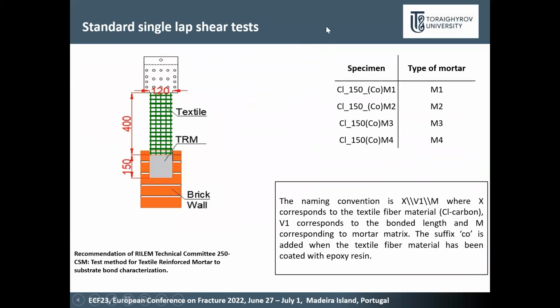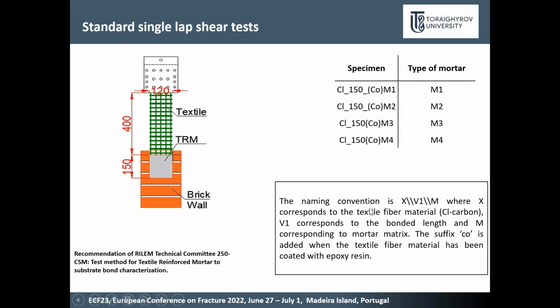The standard single lap test, we use according to recommendation RILEM Technical Committee 250. And here you can see the number of specimens we're using. As you can see, the main difference between them is the mortar matrix, and the bond length is constant and comprises 150 millimeters in each case. In each case, we use 3 samples.